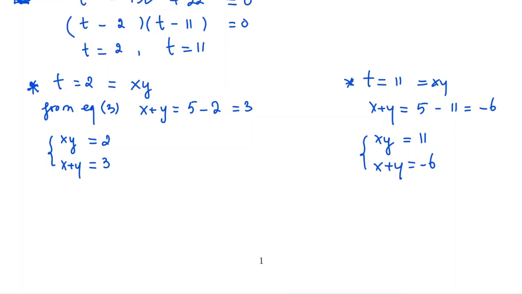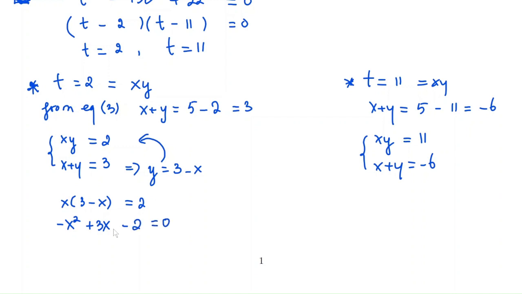From the first system we would have y equal to 3 minus x. So we replace this back into the other equation. We would have x times 3 minus x equal to 2. So that's negative x squared plus 3x. And I bring 2 to the left side, so it's going to be negative x squared plus 3x minus 2 equal to 0. I want to get rid of the negative here, so multiply by negative 1. I would have x squared minus 3x plus 2 equals 0.